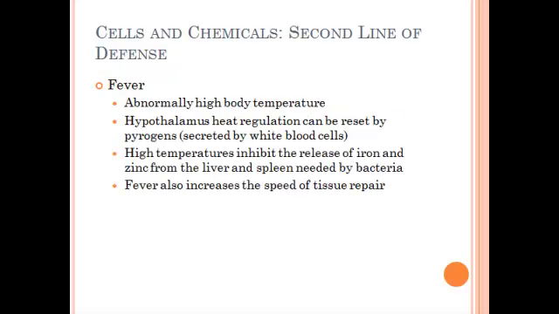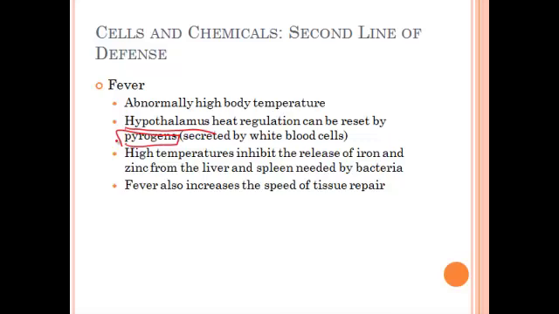Then finally there's fever. Fever is when you have an abnormally high body temperature, and our body normally has a thermostat, set to a certain temperature, and that's determined by the hypothalamus. So it sets our temperature at 98.6. But in the presence of things called pyrogens, which are released by white blood cells involved in some sort of infection, these pyrogens are emitted. That causes the hypothalamus to ratchet up our body heat. And so we get this fever.